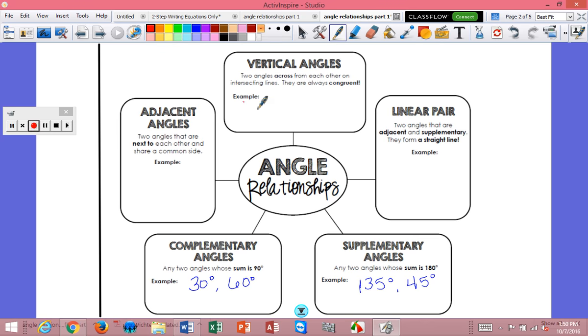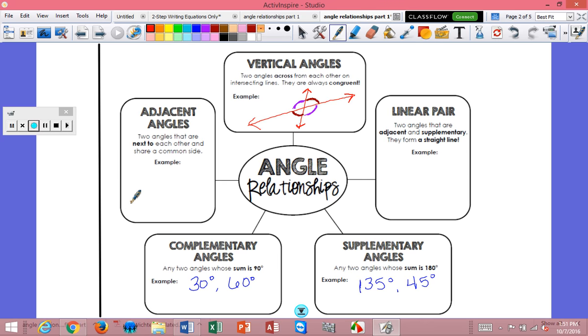All right, let's go up here to the very top and talk about vertical angles. Vertical angles are two angles that are across from each other on intersecting lines. So let me draw some intersecting lines. Let's look at this angle right here. Across from this angle would be this angle. Now these are going to be congruent. They're going to have the exact same angle measurement. So this angle would be congruent to this angle. Remember, vertical angles are just the angles across from each other.